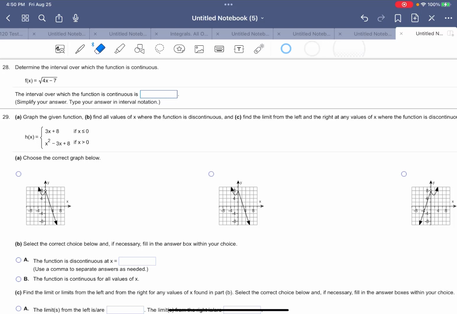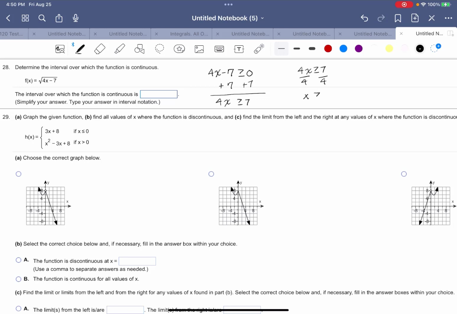Example number 28. Determine the interval over which the function is continuous. Here we have a square root. The radicand, which is the expression within the square root, must be greater than or equal to 0 to be continuous. If we solve this for x by adding 7 first, we get 4x is greater than or equal to 7. Divide by 4.